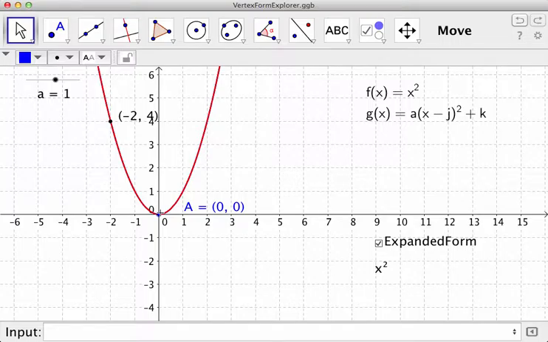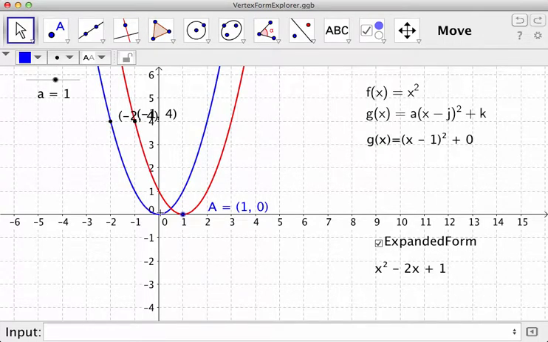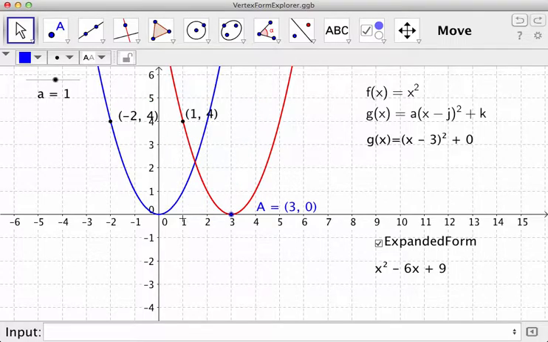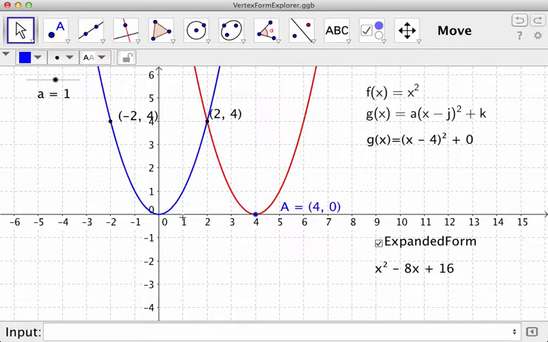Notice what happens if we keep the vertex on the x-axis. So we have that the x value of the vertex is 1, the y value is 0, so our equation is x minus 1 squared plus 0. But that means that all we're doing, to get the expanded form down here, is squaring x minus 1. We're getting x squared minus 2x plus 1. If we move over here, we get x squared minus 4x plus 4, x squared minus 6x plus 9, x squared minus 8x plus 16, etc.